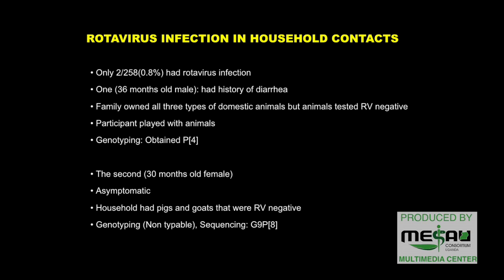Then the second child did not have symptoms of diarrhea. In this child's household, there were also pigs and goats. When we tried to type, we failed to get the genotype, so we went ahead and did Sanger sequencing, and we found that we had G98.